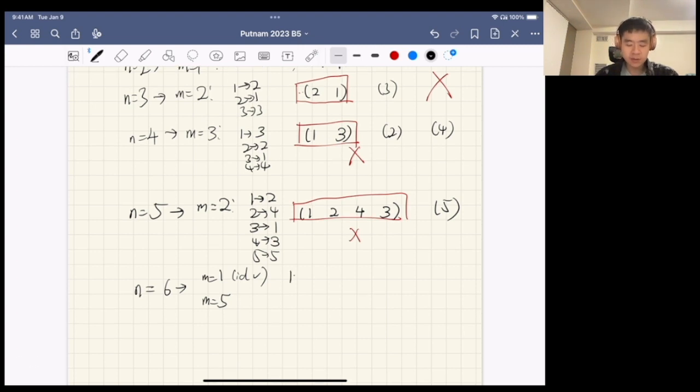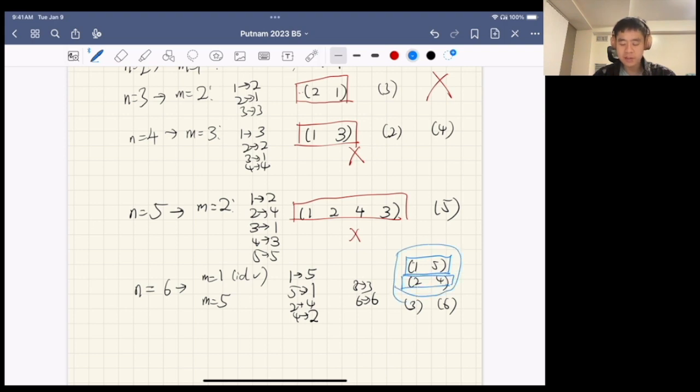So 1 goes to 5, and we also know 5 goes to 1. 2 goes to 4, and 4 goes to 2. 3 goes to 3, 6 goes to 6. So you have 1, 5, 2, 4, 3, and 6. Okay. So we can see that there are good pairs of this together. So this will work.